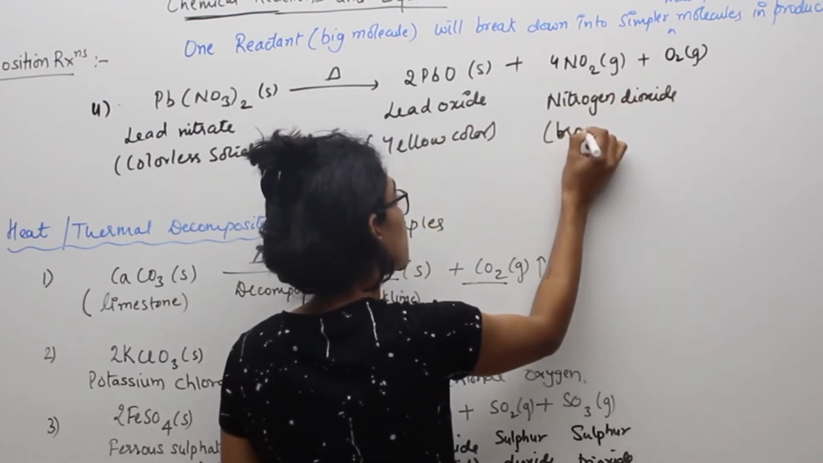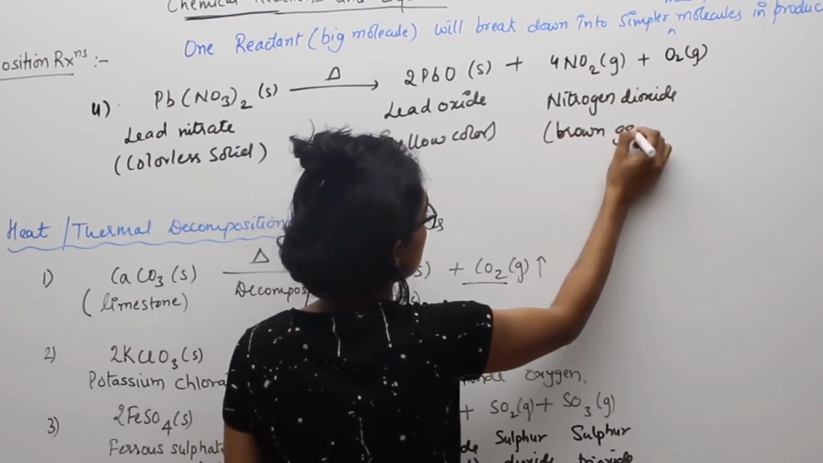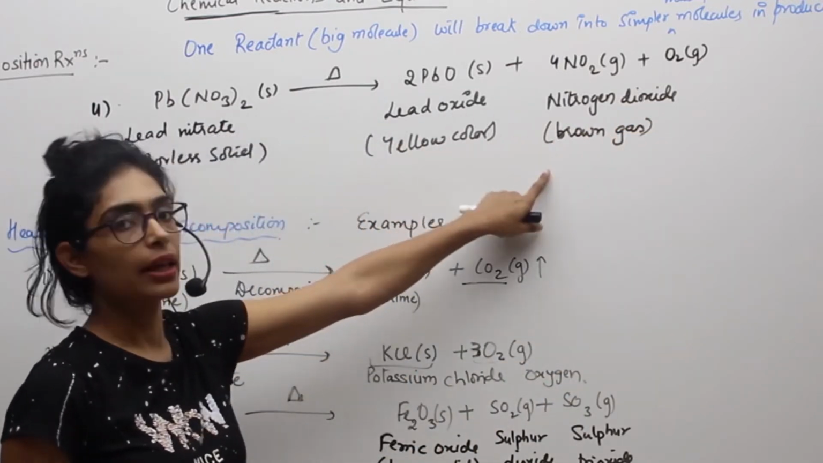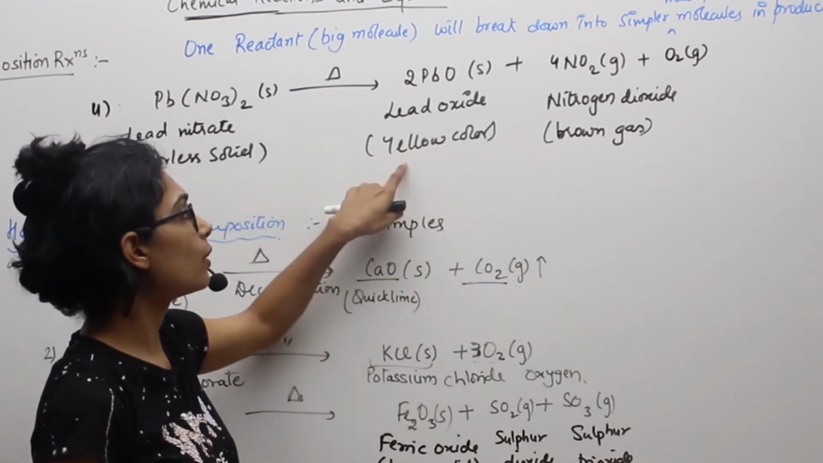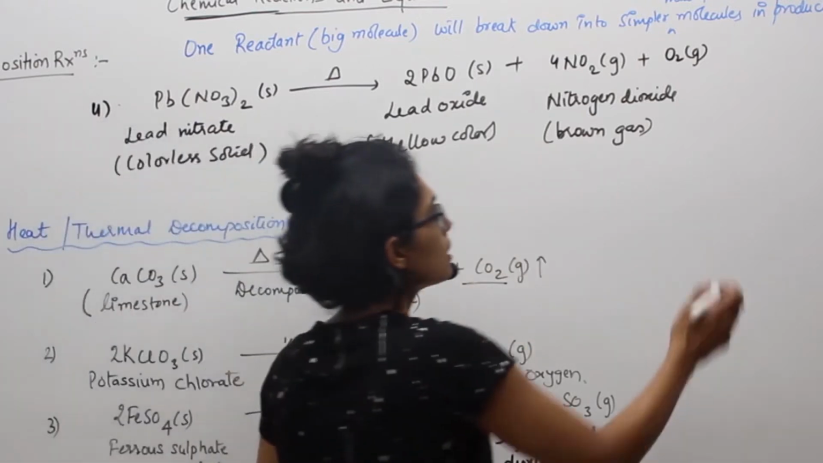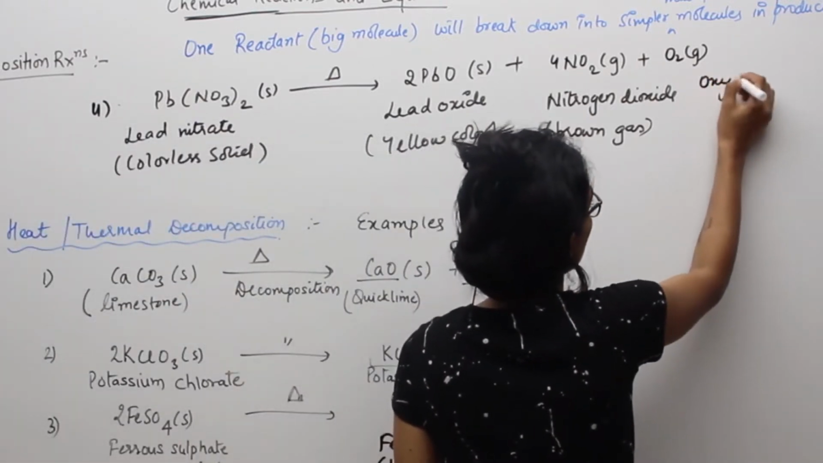So it will be quite visible. The brown gas coming out of the test tube is visible. So two visibilities are there when they ask you what is the observation. One is the formation of a yellow color solid. Second is the formation of the brown gas. Plus oxygen will get released.